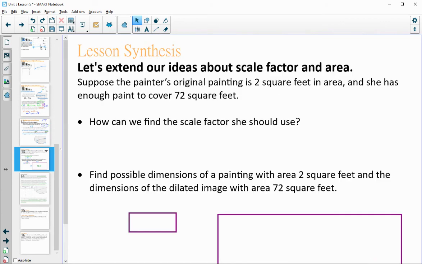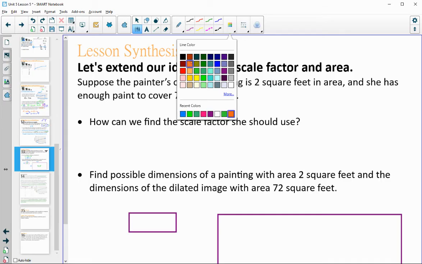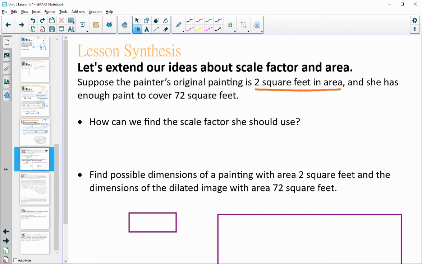All right, so let's take a look at if we understand the lesson. So suppose the painter's original painting is 2 square feet and she has enough paint to cover 72 square feet. So we've got the original area and now we've got the new area. So can we find the scale factor? So if we take the new area divided by the original area, this will give us our area factor. So this is our k squared.